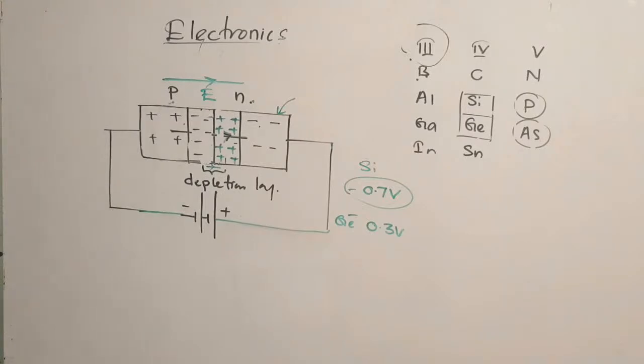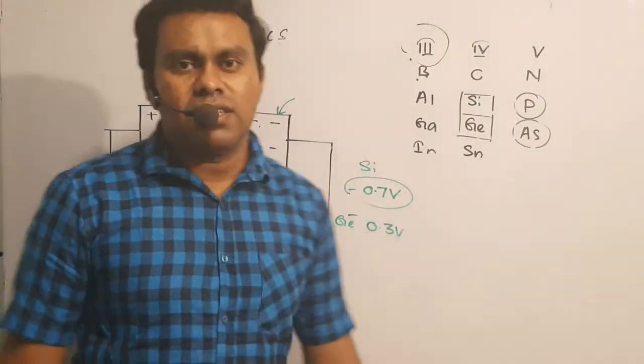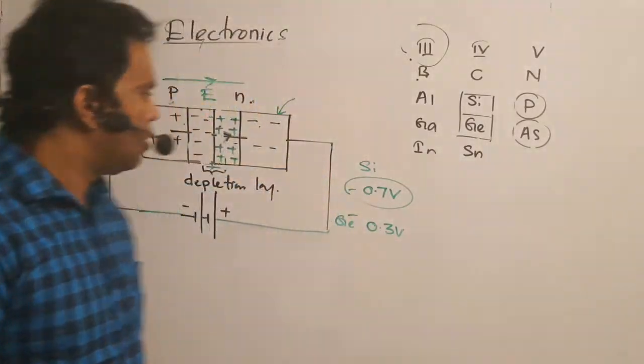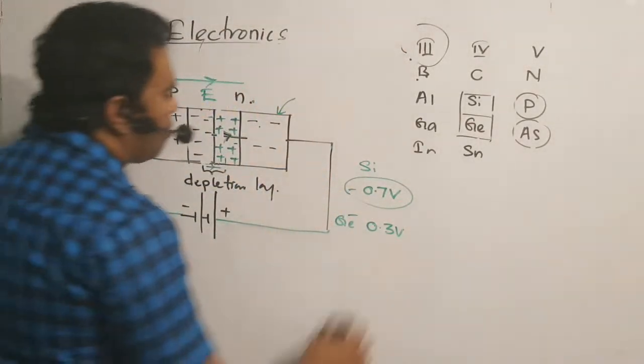පුතා මේ තමයි concept එක. Forward biasing and reverse biasing. So these things you have to know. And you have to know the symbol of the diode.